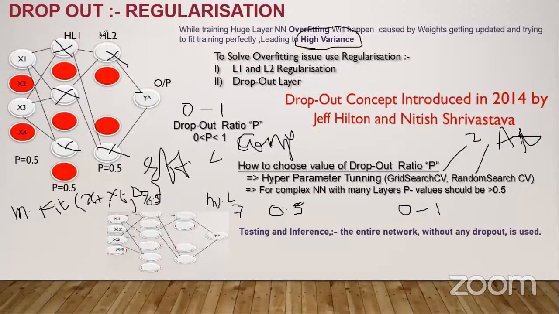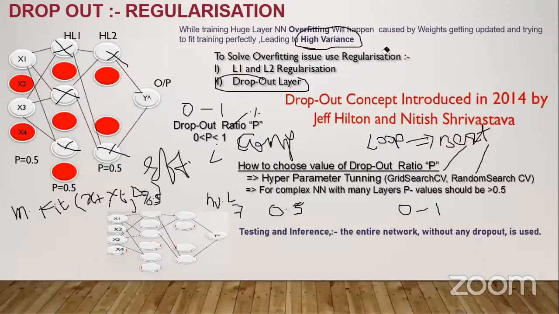Clear? What is dropout? What we are doing is, one, you use a dropout layer. For that dropout layer, you decide the ratio between 0 and 1, and how you choose the value is, one, you use these algorithms, which provide you the range, and with this range they create a loop. Through that loop, they perform and give you the best parameters, the best value for the P. So that is also possible.